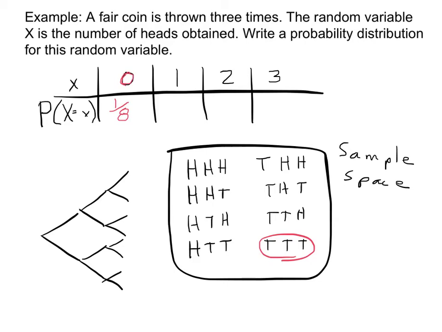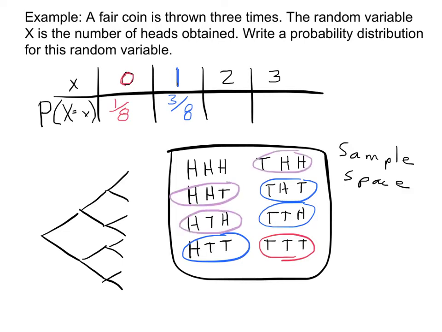What's the probability of obtaining exactly 1 head? Well, that happens here, and here, and here. So that's 3 out of 8. In the next one, the probability of obtaining exactly 2 heads, well, that happens here, and here, and here. That's again 3 out of 8. And in the very last one, the probability of obtaining all 3 heads, that only happens once, so that's 1 out of 8. And that's our probability distribution. That's it. We are done writing this probability distribution. The whole point of this is just getting that table.